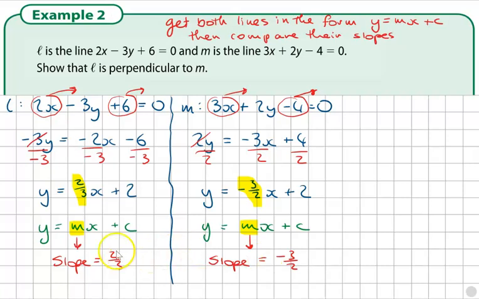Now, you might notice that the slopes are very similar, but there are some differences. So the first slope, the slope of line L is positive 2 over 3, and the slope of line M is minus 3 over 2. So one's a plus and one's a minus. You might also notice that the fraction 2 over 3 has been flipped upside down to become 3 over 2. So that's exactly what we want to see. So when we multiply these fractions, we should get minus 1.